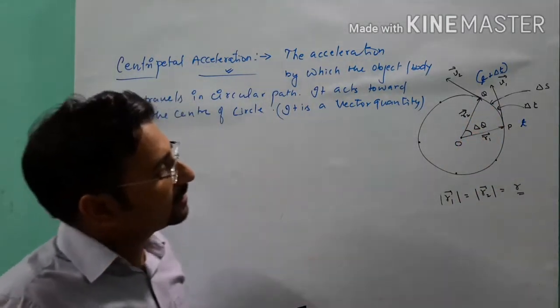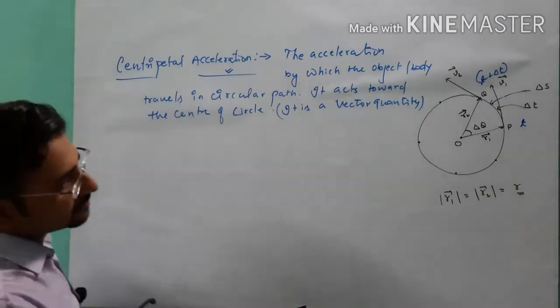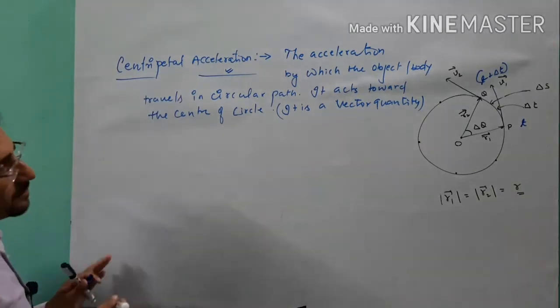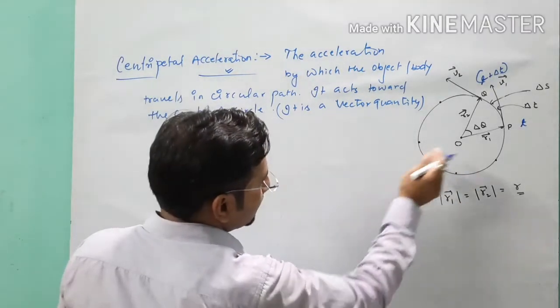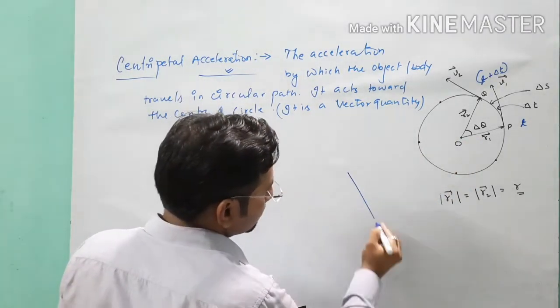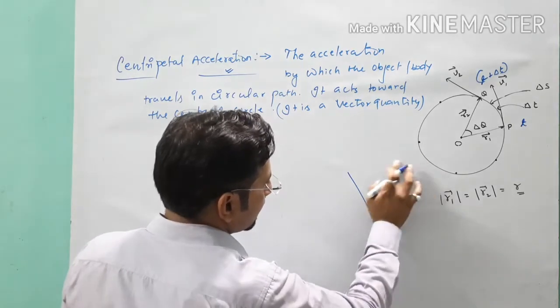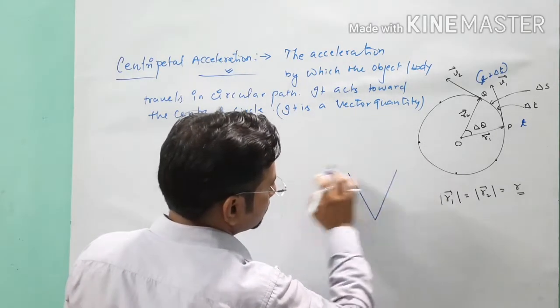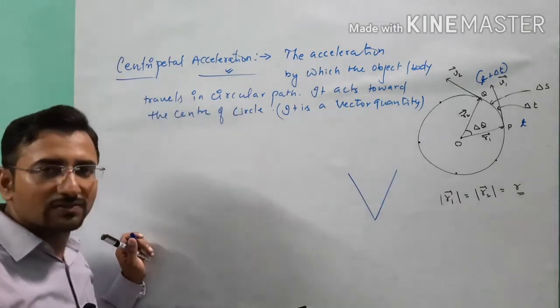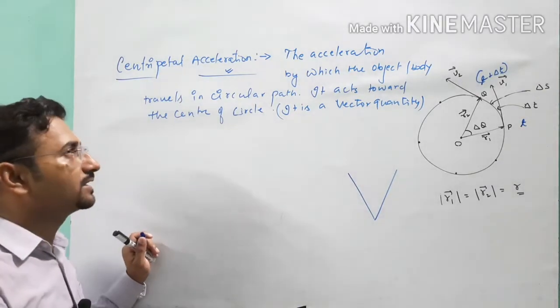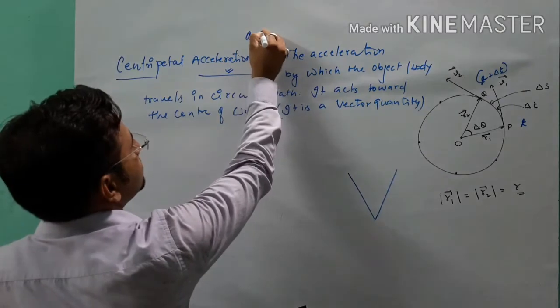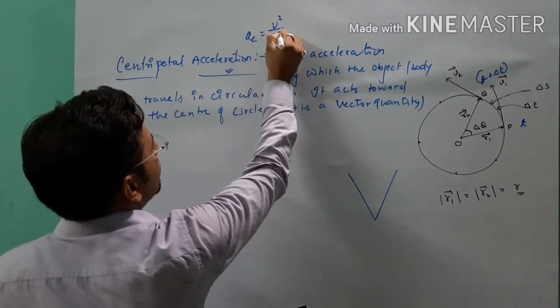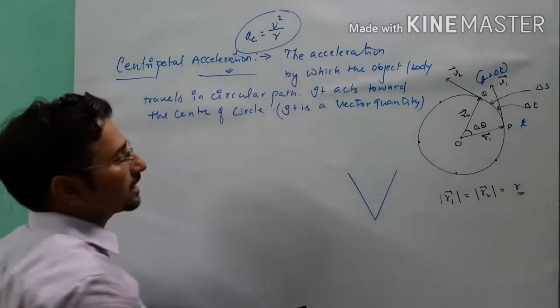So from the diagram, if we think about the two positions, I will draw another diagram which is very helpful to derive the centripetal acceleration, which is a_c equals v square by r, which you will get at last.